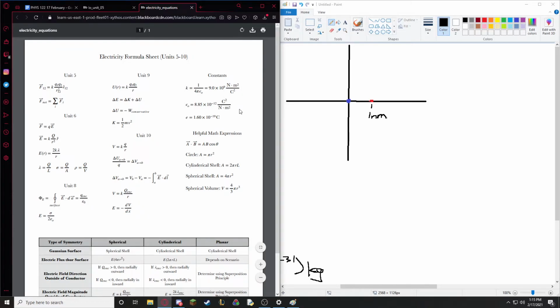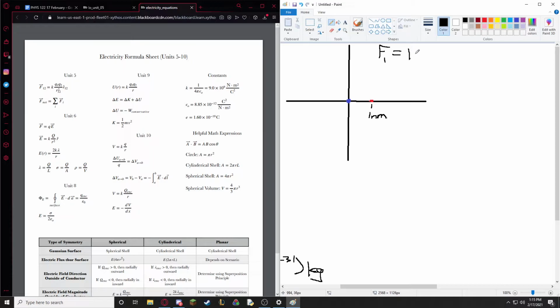We would plug in the charges for the electron and the proton, and then we would use the constant and the radius of 1 nanometer for the R. Yep, exactly. So let's go ahead. We can plug everything in and get an actual magnitude. So the force acting on the proton, we'll just call it F1 for now, is equal to our constant K times Q1, Q2 over R squared, which we go ahead and plug everything in.